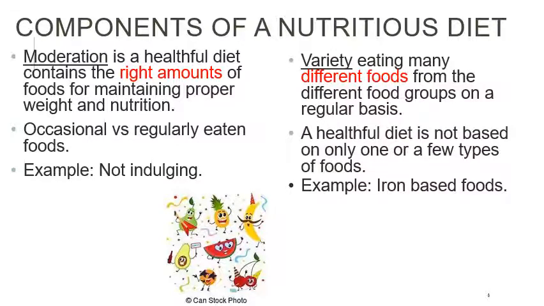Variety. Eating many different foods from the different food groups on a regular basis. So you should really eat different types of foods that are available to you because the different foods have different nutrients, like I mentioned before. A healthful diet is not based on only one or a few types of foods. Just like iron-based foods, they have many different types of iron-based foods. Each food has its own nutrients, even though they may have the same type of nutrients, but the quantity of those particular vitamins and minerals may vary per food.